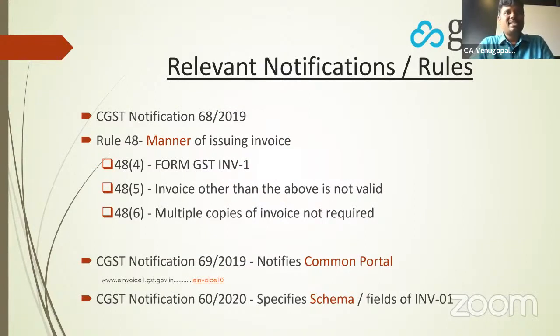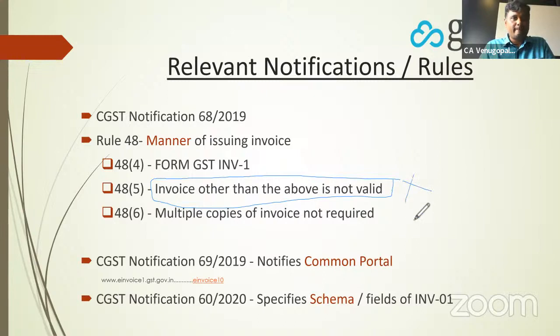First, notification 68/2019, which has given the origin to e-invoice, clearly states that if e-invoice is applicable to you and you are not doing e-invoice, the document which you are issuing is not valid. The document you are issuing under section 31 is not valid.